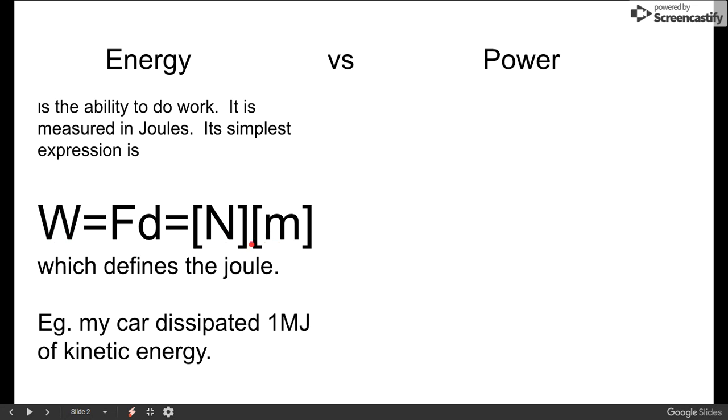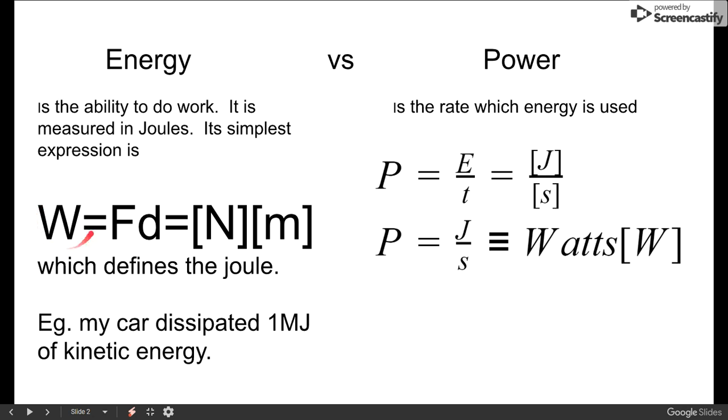We get units of newton meter, and we call that joules. So let's say my car dissipated 1 million joules of kinetic energy in braking. When it gets to power, it's the rate at which energy is being used. So it's whatever is on the left here. Remember, W and E are interchangeable terms.